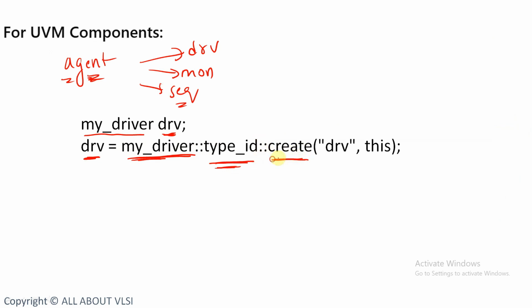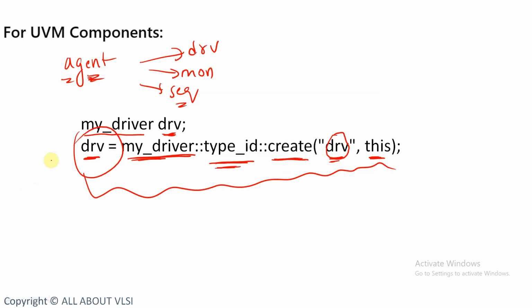You're going to call this create method, which is present in the uvm_component_registry class, and you're providing the handle name and the location. So this is basically creating the object for this particular handle, and this is how we are going to create the object for the handle drv. So using the create method, we are not going to use the new method. We are basically using the create method for creating the instance for your components.